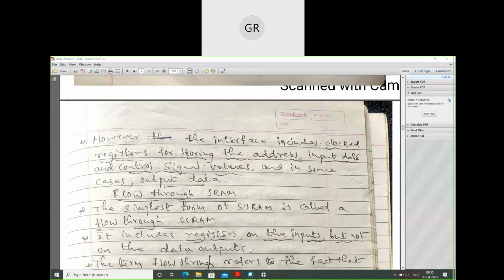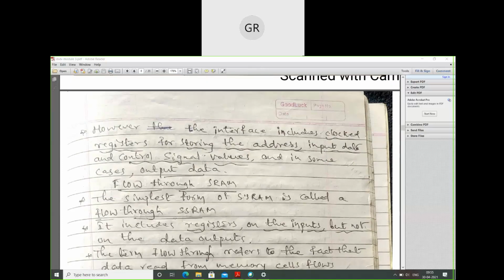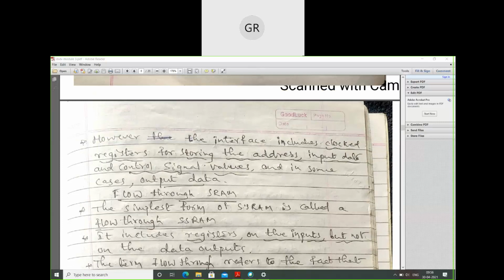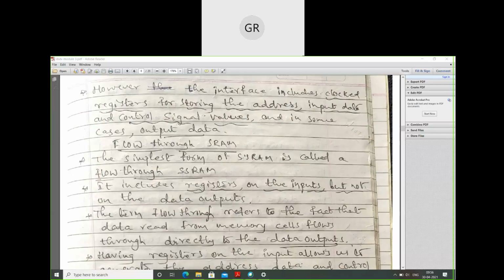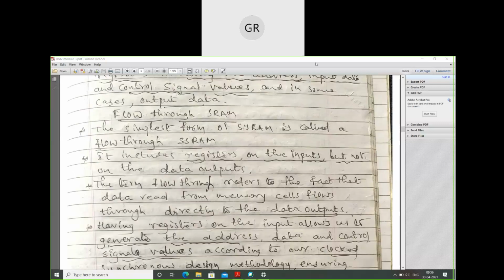Storing the address, input data, and control signal values, and in some cases, output data. Here, the interface of the SSRAM includes clock registers for storing the address, input data, control signal values, and in some cases, output data. Here, we have some different types of SSRAM. One is flow-through SRAM.